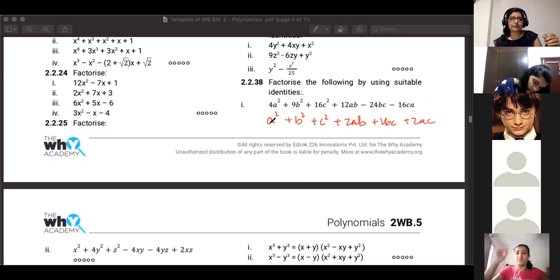If this is A square, and A square is like 4a square. I think A square and B square are negative, and C square is like 4a and 9b are in negative. Okay. Yeah, that's a perfectly valid answer. That is the right answer.